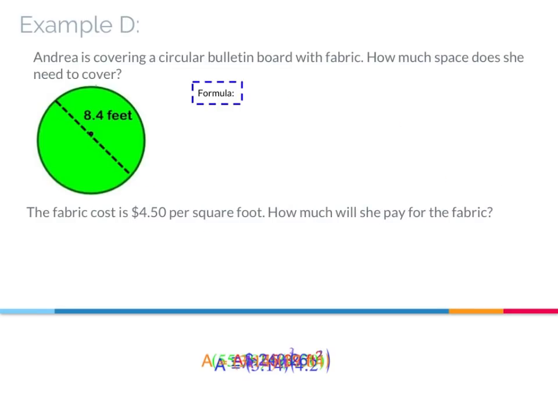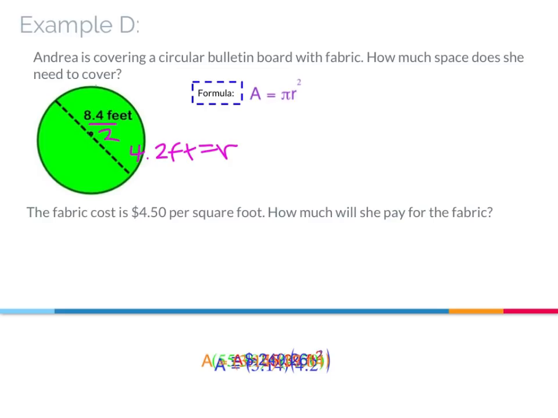Example D says that Andrea is covering a circular bulletin board with fabric. How much space does she need to cover? Since she's covering the board, we need to find the area of this circle. The formula for the area of a circle is A is equal to pi times radius squared. In order to use this formula, we need the radius, but what's given to us is the diameter. In order to find the radius from the diameter, we need to divide by 2. So 8.4 divided by 2 will give us 4.2 feet, and that's our radius.